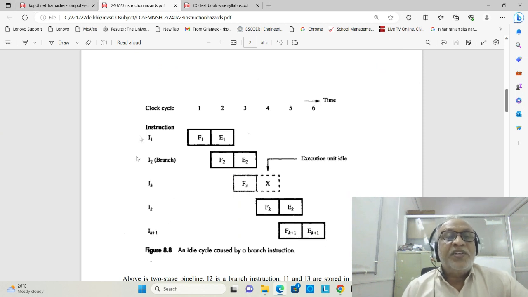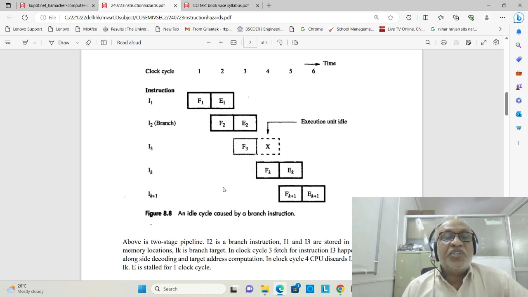See here, you can see instruction 1, instruction 2, instruction 3, instruction k and instruction k plus 1. Here, instruction 1 till instruction 3 or further are stored in successive memory locations, while instruction 2 is a branch instruction whose target instruction is Ik. And how many stages are there? Fetch and execute. So fetch 1, execute 1, fetch 2, execute 2, like that further. So this is a two-stage pipeline example.